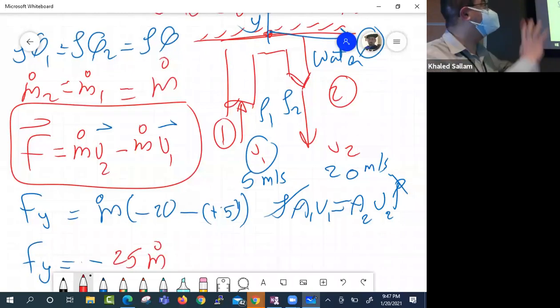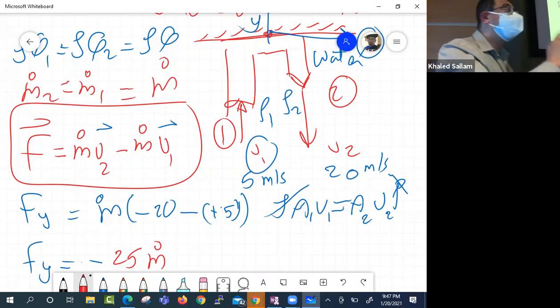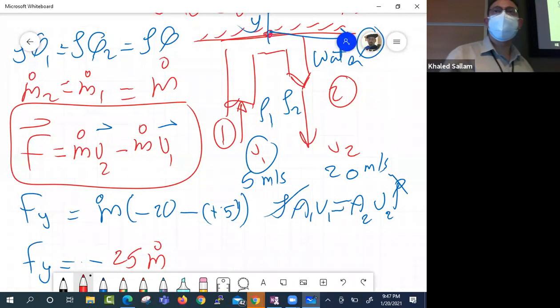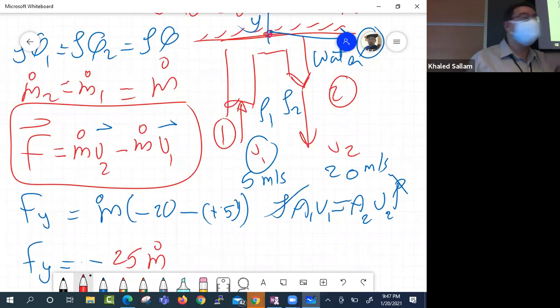Why? Because V1 at the entrance is pushing up, and V2 at the exit is also pushing up. Because V2 is acting as if it's a rocket engine. You're shooting backward and it's sending it up. But V1 is basically pushing up, right?